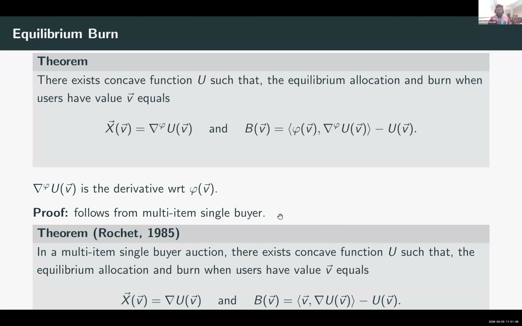The reason that this holds follows from the multi-item single buyer setting. There is a very seminal work due to Rochet from 1985 that says as soon as you give me an allocation rule x for the multi-item single buyer setting, you can find a concave function u such that the gradient of this function is the allocation rule, and some function of the gradient of u is the induced payment rule onto the buyer in that environment. While I'm not going to use this exact formula for the burn in the coming slides, the takeaway from this slide is that from the reduction in the previous slides, we can straight away characterize what the off-chain equilibrium is going to look like for any given allocation rule x.